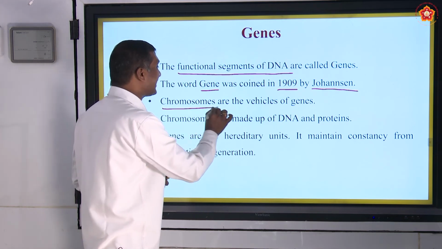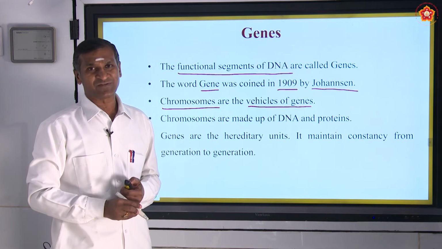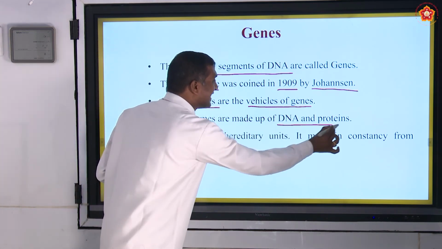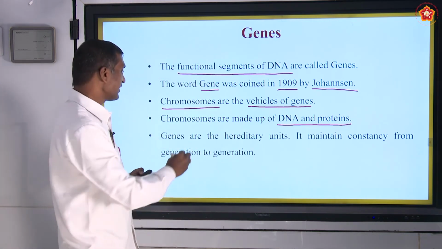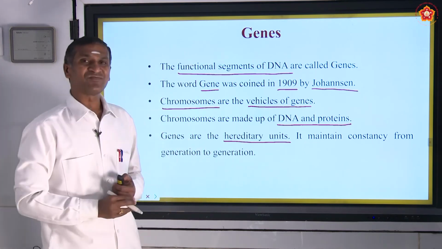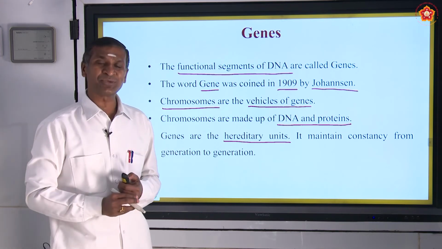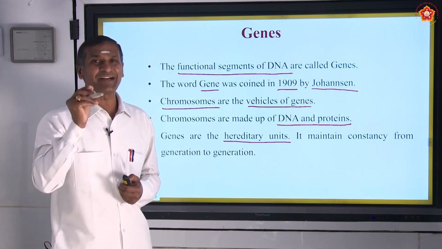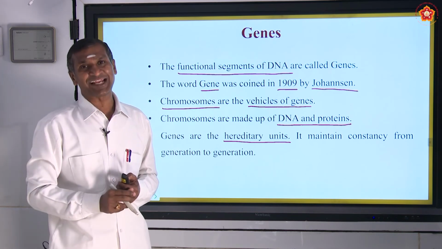Chromosomes are the vehicles of genes, vehicles or carriers of genes. Chromosomes are made up of DNA and proteins. Genes are the hereditary units which maintain the constancy from generation to generation. So, genes are hereditary characters. They are the functional units of DNA.